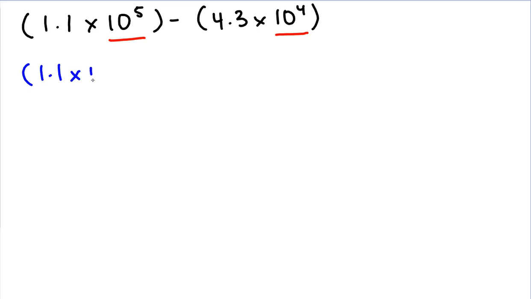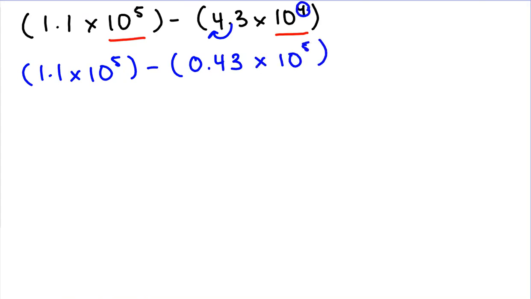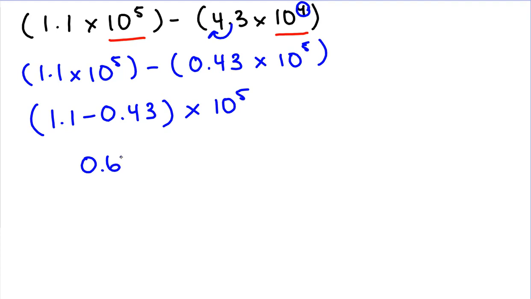So 1.1 times 10 to the power of 5 minus, we need to move this to the left, so 0.43 times 10, and because we moved it up, this changes to the power of 5. Now we can easily use distributive property to solve this. So we're going to take 1.1 minus 0.43 times 10 to the power of 5. When we subtract that, we get 0.67 times 10 to the power of 5.